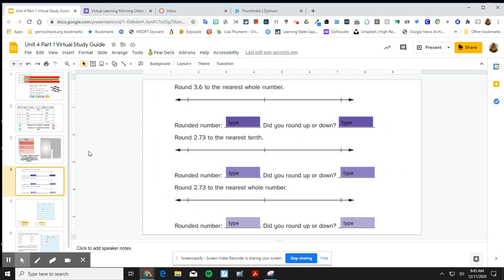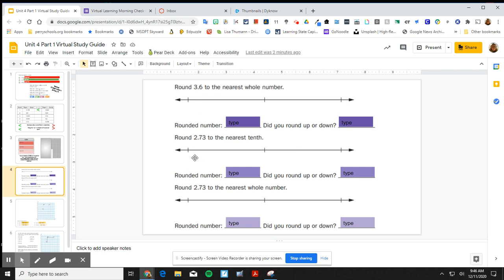Then on slide 4, you are using the number lines to help you round. Okay, so you can insert text boxes to label the number lines. That is for you to use. But here you'll do rounded number. So you're going to round 3 and 6/10 to the nearest whole number. So you'll tell us what that rounded number is. And then you'll tell us, did you round up or did you round down? Okay, so 3 and 6/10. Think about the nearest whole number.